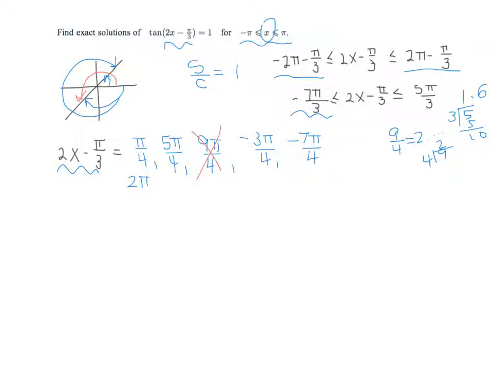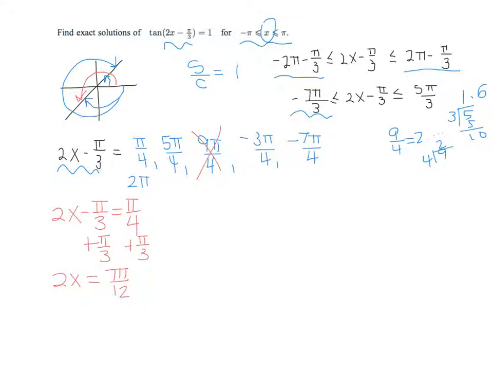And in order to solve for an angle, think of it this way. You have 2x minus pi over 3 is equal to pi over 4. That's one of the answers. In order to solve for x, you would first need to add pi over 3, then divide by 2. So adding pi over 3 on both sides, you get 7 pi over 12. So 2x is equal to 7 pi over 12.